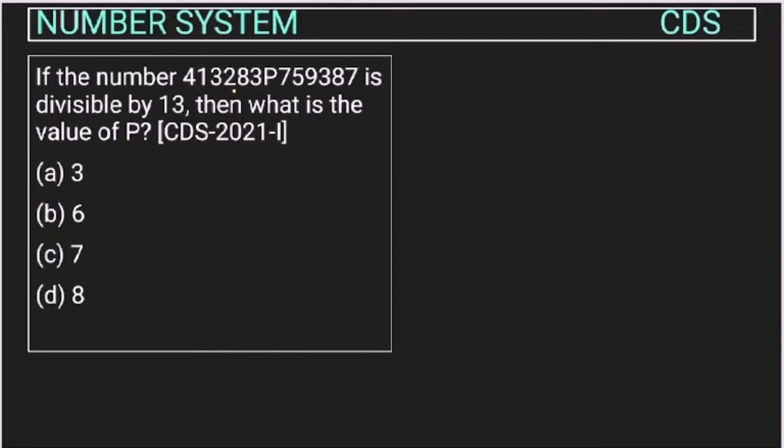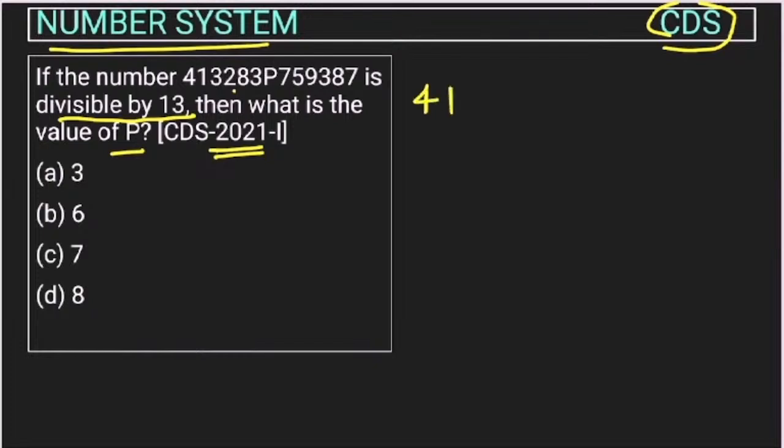Now let's see this question from the number system chapter asked by UPSC in their CDS exam in 2021. This is a very good question. This number is given, if the number is divisible by 13. So here they are asking about the divisibility of 13. Then what is the value of p? So we have to find the value of p in this. So how will we do this?